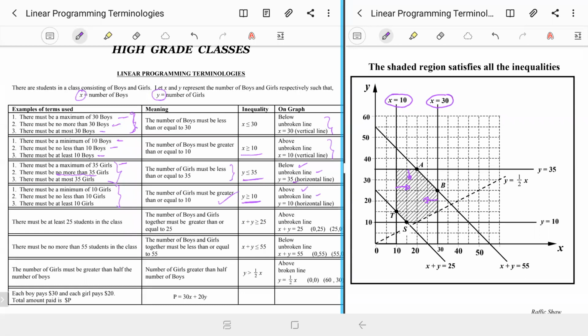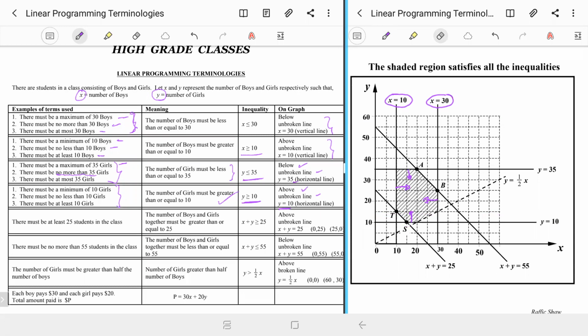The line you're drawing is the one associated with this inequality, which is the line y equals 10. That is a horizontal line passing through 10. You want the region above that line. That's it so far.